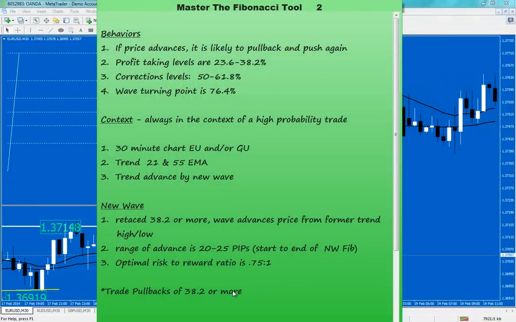Let's go into more detail and define a new wave. So right here, look at my mouse. A new wave, retrace 38.2 or more. So these are the rules for what defines a new wave. It retraced 38.2 or more, and then the wave advances price from the former trend high or low.